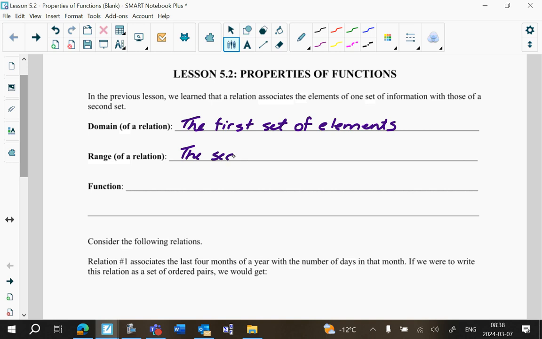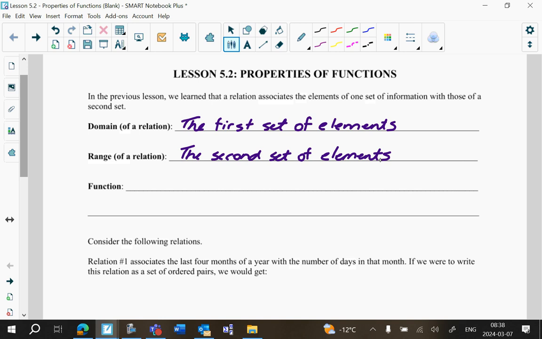You are going to be using domain and range quite a bit for the rest of this year, as well as in grade 11 and 12. So you will know it thoroughly. Okay.